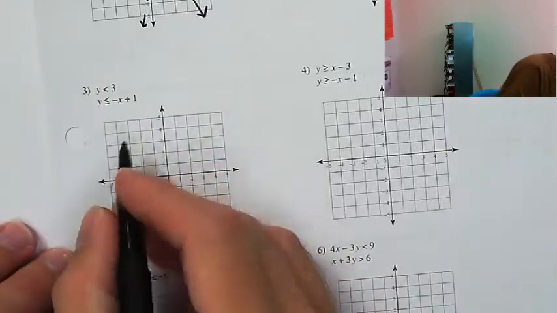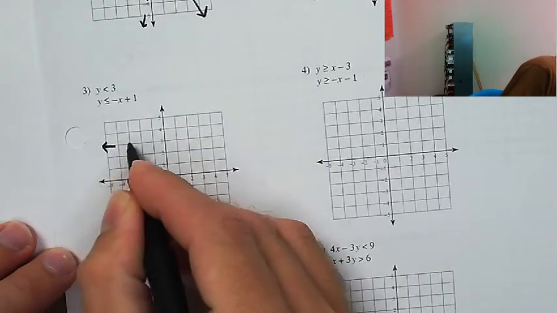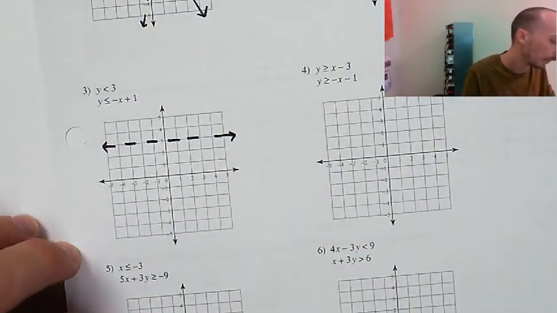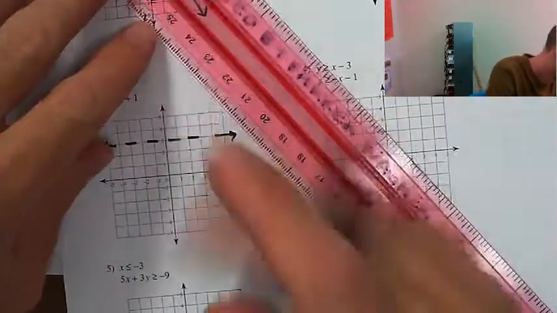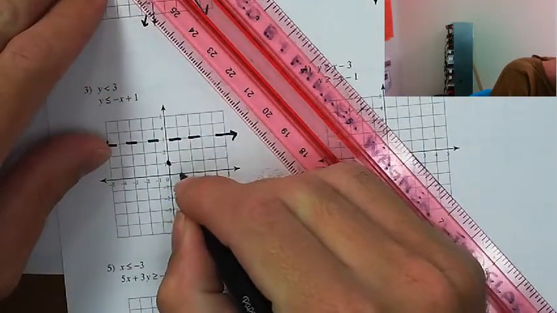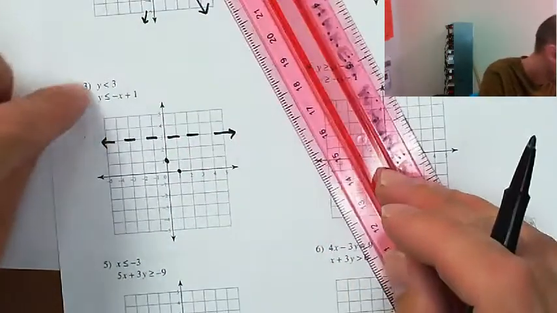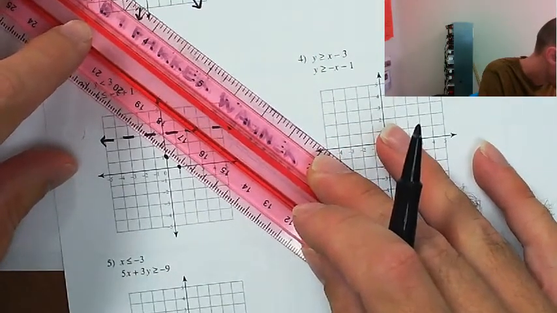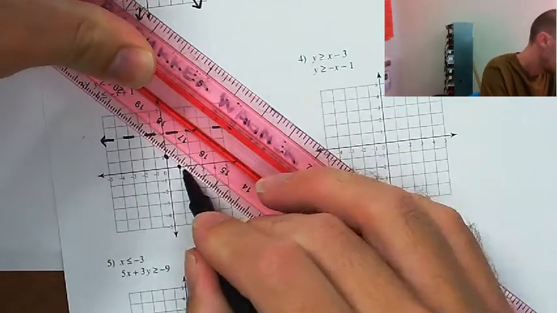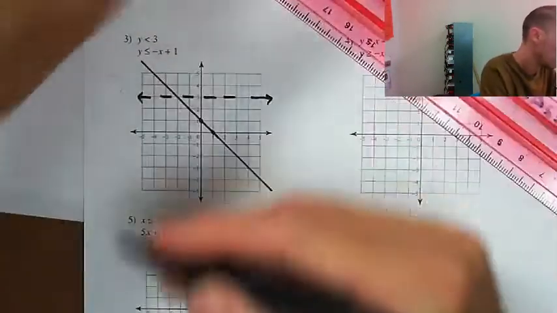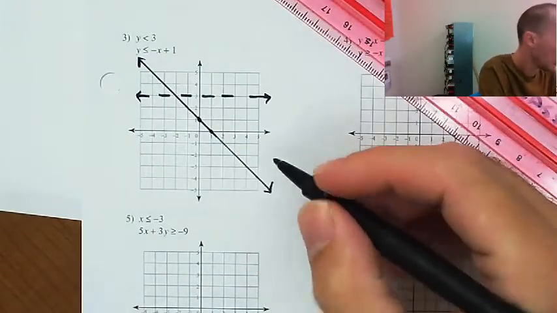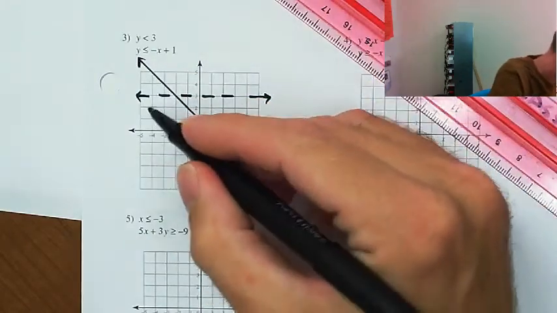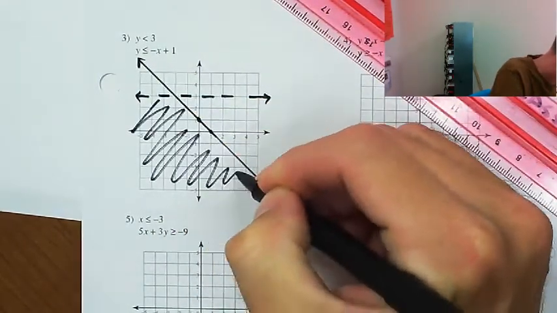y is less than positive 3. Okay, we just did one kind of like this. And y is less than or equal to negative x plus 1. So it's going to go here, and then it's going to go with a slope of negative 1. So I'll just connect these two. This one's less than or equal to, so it'll be a solid line. Okay, less than both of them, so I'm underneath this one and underneath that one. That will be this region here.